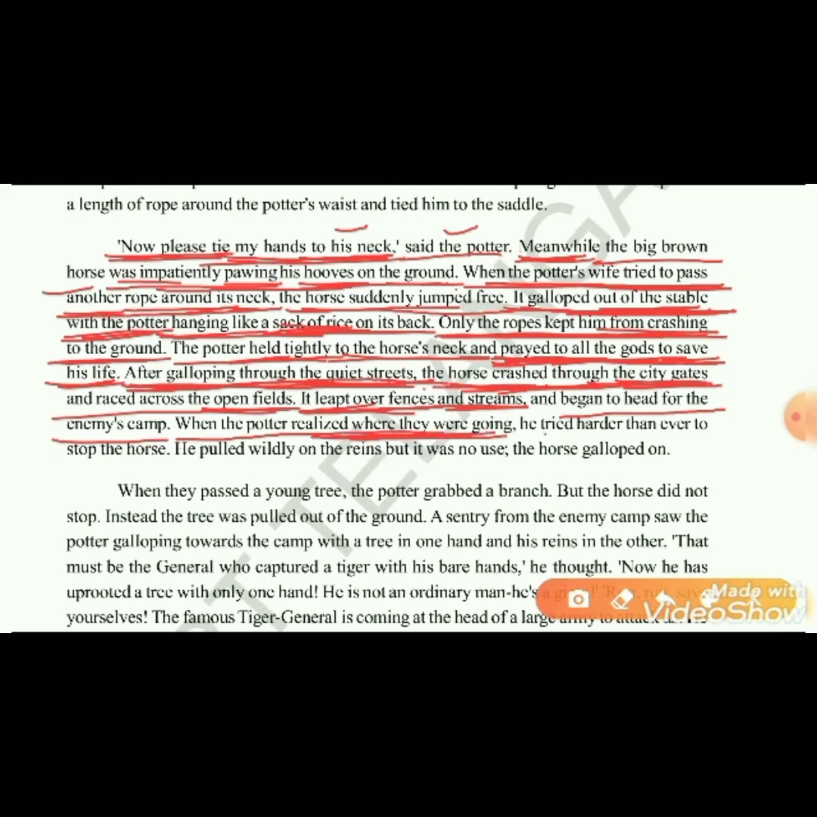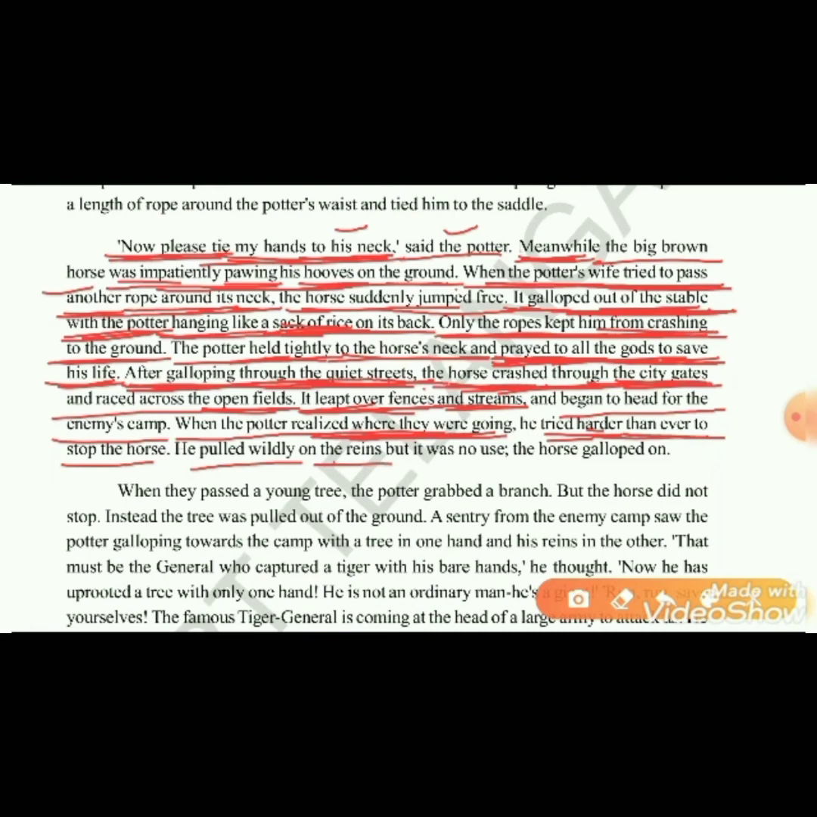Okay? Hope you are not getting confused, children. Right, when the porter tried hard to stop the horse, did he stop? No. He galloped on. He ran fast. Is that very clear? I hope it is very clear for you, children. Shall we go ahead? Yes.